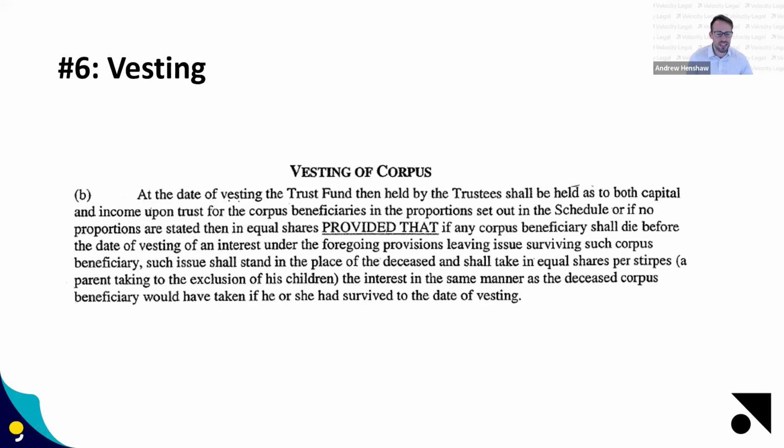What the deeds will say is that at the vesting date, whatever the trust fund is, it is held for certain beneficiaries in certain proportions. And that'll generally be the people named in the deed as the corpus beneficiaries. And if one or more of those people aren't alive, you need to do a bit of an exercise in working out who takes their interest in their shoes, because in reality, there's a good chance the corpus beneficiaries won't be alive at the time the trust is vesting.